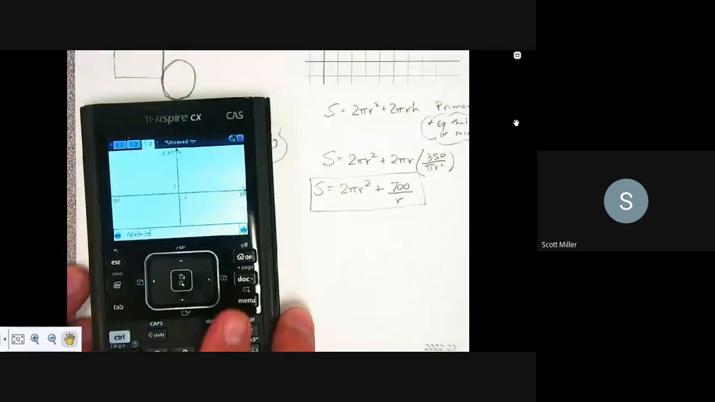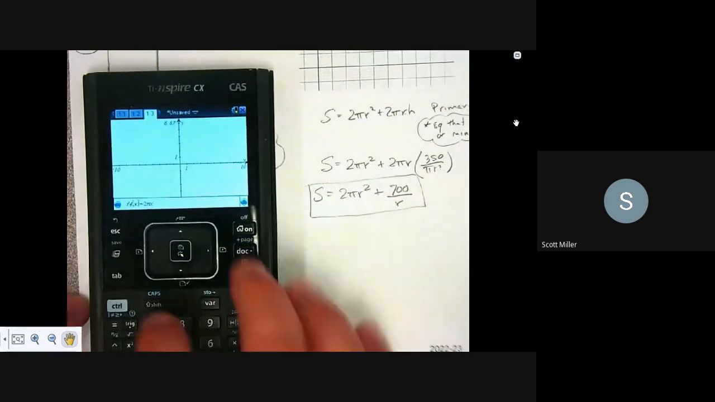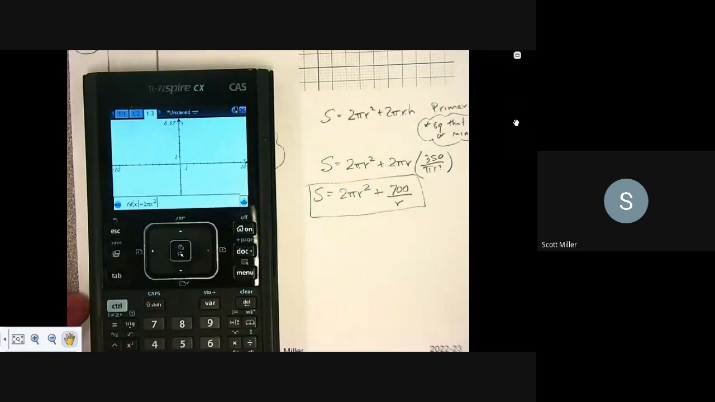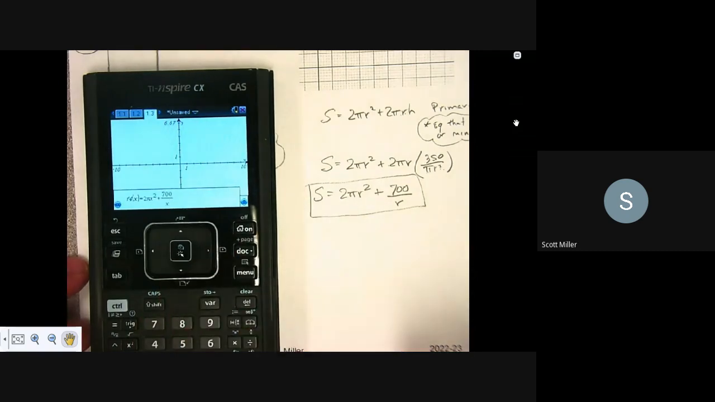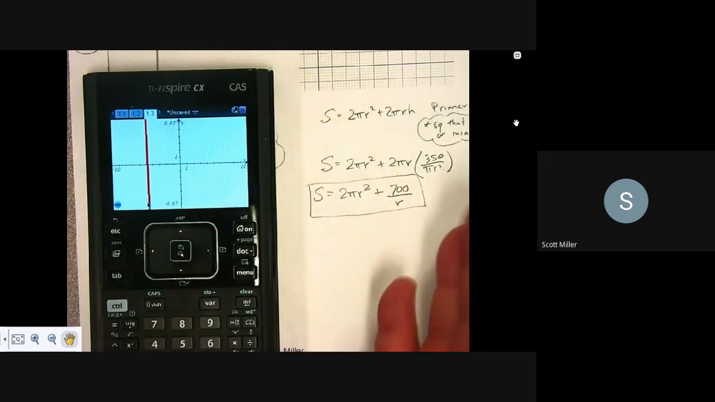And then instead of R, I'm going to use X. And there's my squared. Then I'm going to go plus, and then I'm going to type in a fraction, 700 divided by X. And I'm going to hit enter. And you'll see this. Okay?